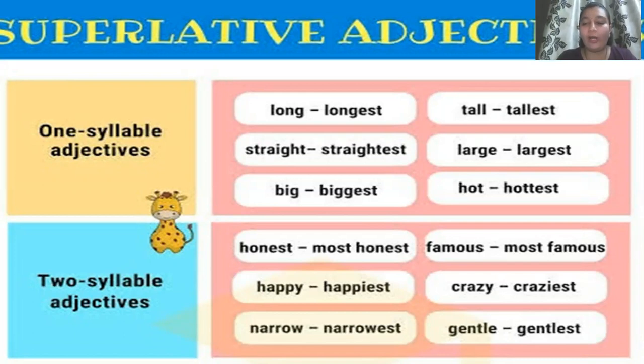As you can see, the word honest is ending with letter t, not y. That is why we are adding the word most or least before it. But if it is ending with y, then we remove y and we add suffix iest along with it to give it a superlative form. Happy, happiest, crazy, craziest.